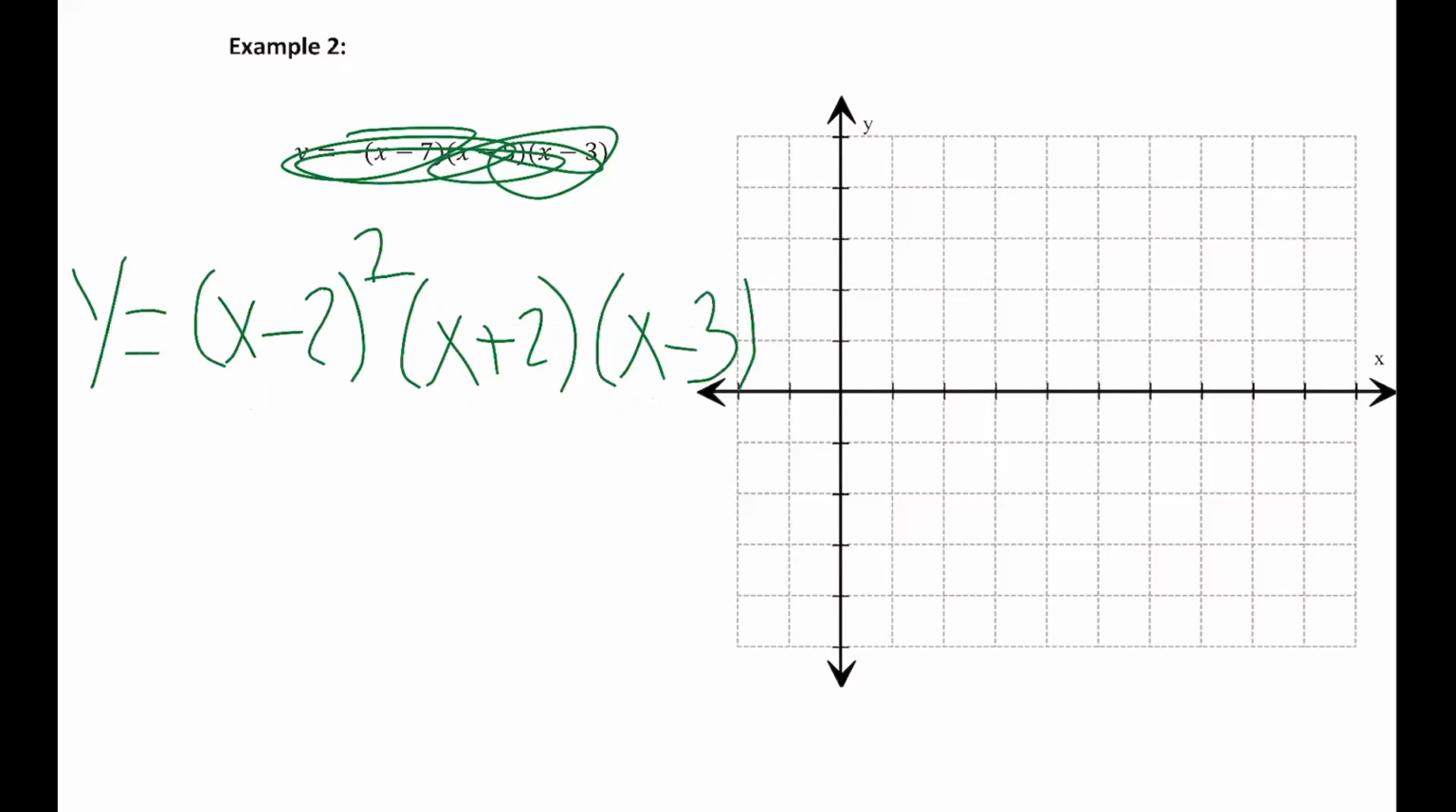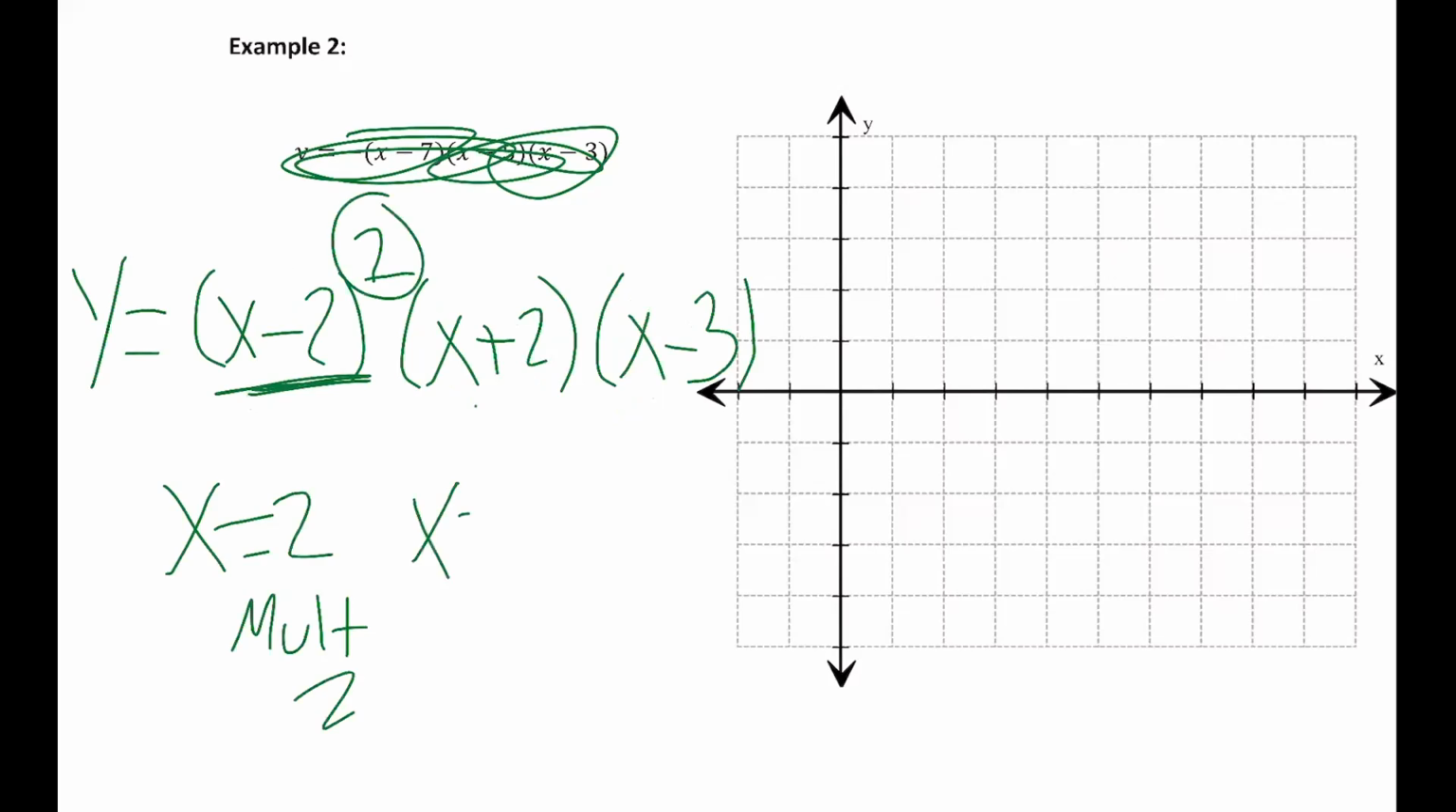Okay, let's say we had something like this. Our zeros, we'd have x equals 2. That's going to be a multiplicity of 2 because that's the 2 there. We're going to have -2, and we're going to have +3. So, oh crap, this isn't going to fit.